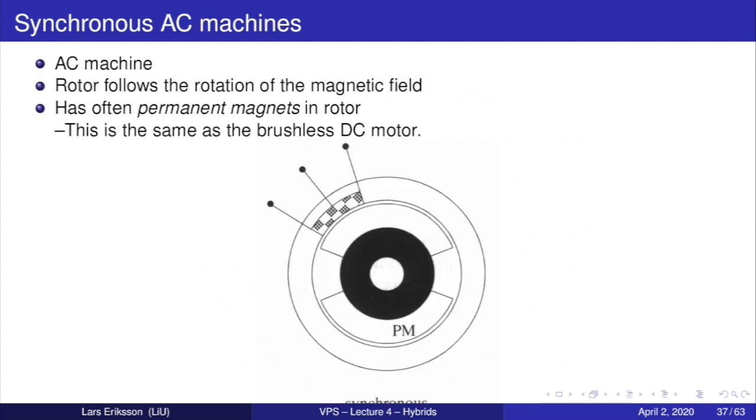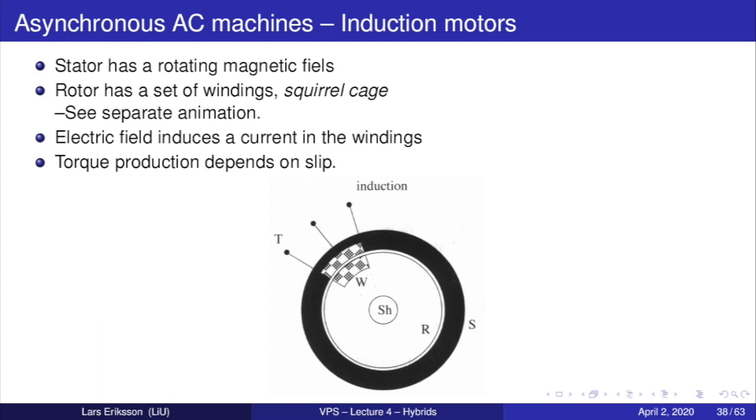The next machine is the synchronous AC machine, which is essentially the same thing as a brushless DC motor, but they can, for example, be machines that are connected to the 50 Hz grid and get a rotational frequency that is proportional to the grid frequency. Finally, we have an asynchronous AC machine that's also called an induction motor.